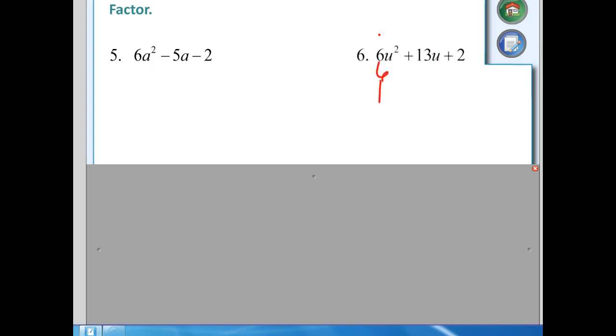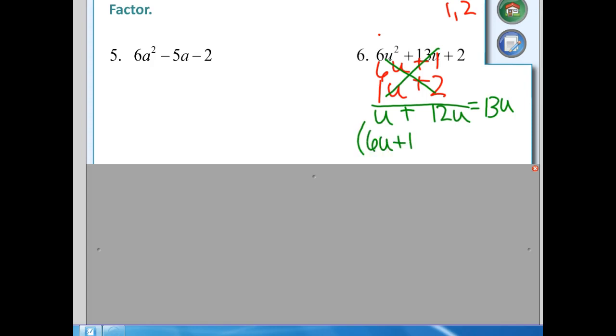So let's do 6 and 1, u and u. If I look at my signs, both of them need to be plus. Now, what do you think? We've got to do the factors of 2, which are 1 and 2. If I know I'm going to cross multiply, where would be the best place to put the 2? Yeah, at the bottom, and then 1 at the top. Now, let's cross multiply or do our x factor. 6u plus 2 times 2 is 12u. 1 times u is u, which gives me 13u. So once again, my final answer here is going to be 6u plus 1, and then u plus 2.